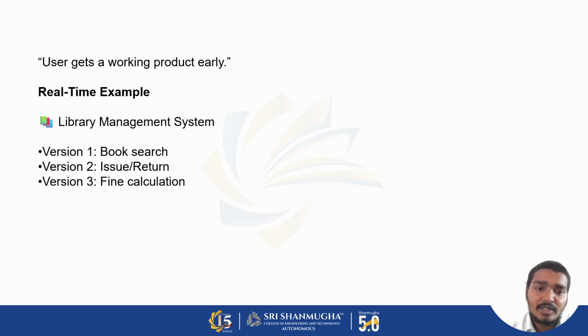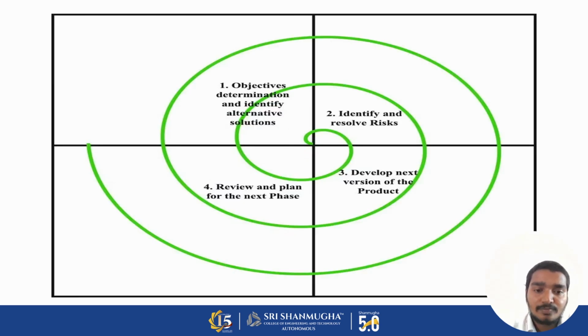This is a real-time example: a library management system. Version 1 stores the books, and a user can add a new book and author names. Next, version 2 handles issue and return dates, so when you take the book, you return the book by the date. Version 3 is fine calculation. If you cannot submit on time, they can calculate the fine. So that is the real-time example.